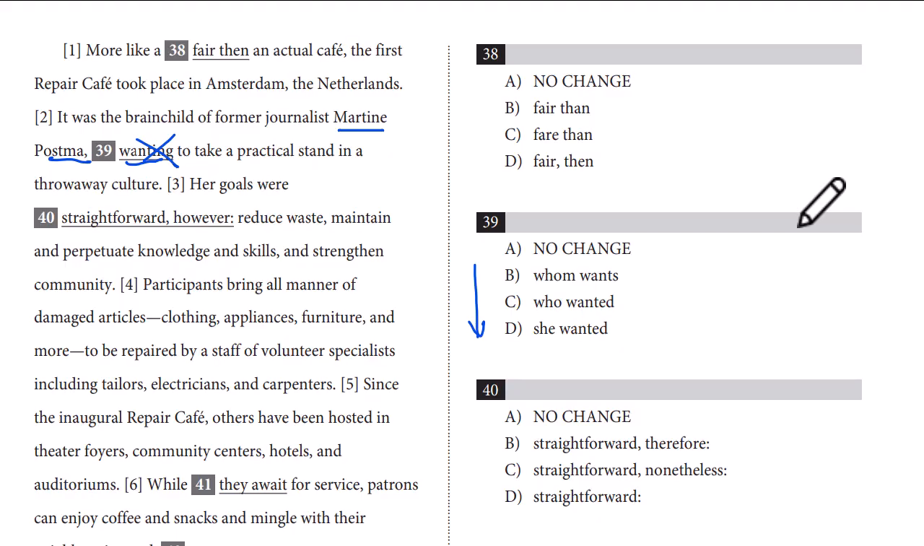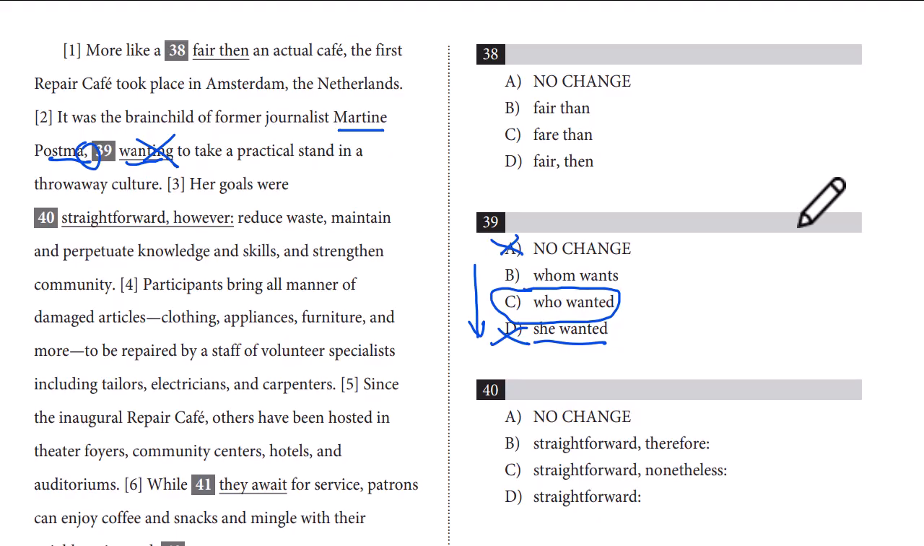It was the brainchild of former journalist Martine Postma. She wanted to take, well, we definitely don't want that because that would be an independent clause after an independent clause, separated only by a comma, and that's not a comma's place. So that's wrong too. So A and D are wrong. Now, as a subject or an object pronoun, Martine Postma, who wanted to take a practical stand in a throwaway culture. This is a subject pronoun. So we're turning that second clause into a dependent clause, so that works.